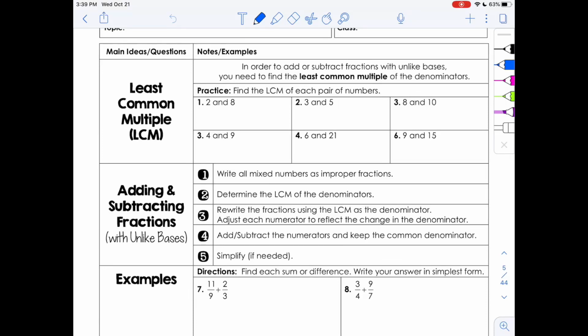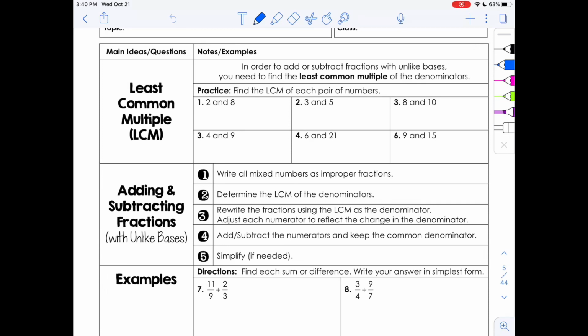In this lesson, we're going to be reviewing least common multiple. Then we are going to use what we know about least common multiples and apply that to adding and subtracting fractions that have unlike bases. First, let's review what least common multiples are.